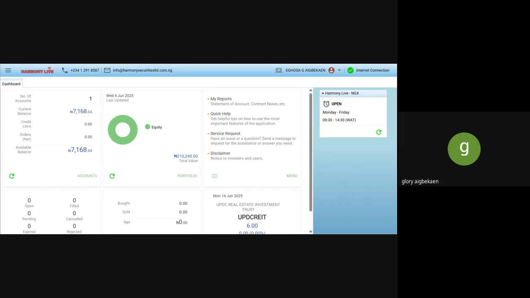The market is set to open for trading in another 2 minutes.